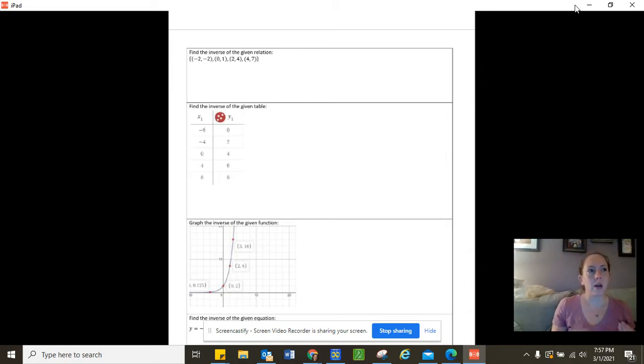Kind of like when we talk about the opposite of plus is minus, the opposite of minus, or the opposite of multiplies by, those are inverse operations. Well, with inverse functions, essentially what we do is we swap out the x's for the y's.